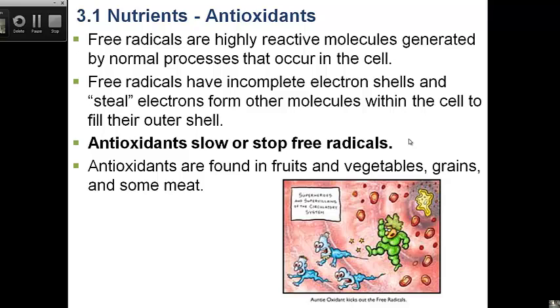Antioxidants are found in fruits and vegetables, grains, and some meat. You hear many advertisements today for supplements that contain antioxidants, and so these may or may not work. Your book points out that it's yet to be demonstrated that these have any beneficial effect beyond the antioxidants that you get from fruits and vegetables. And you absolutely do need those, and that's a good reason to consume fruits and vegetables. The supplements shouldn't hurt, but it's yet to be demonstrated that they are actually giving you more antioxidants than you would just get through a fruit and vegetable diet.